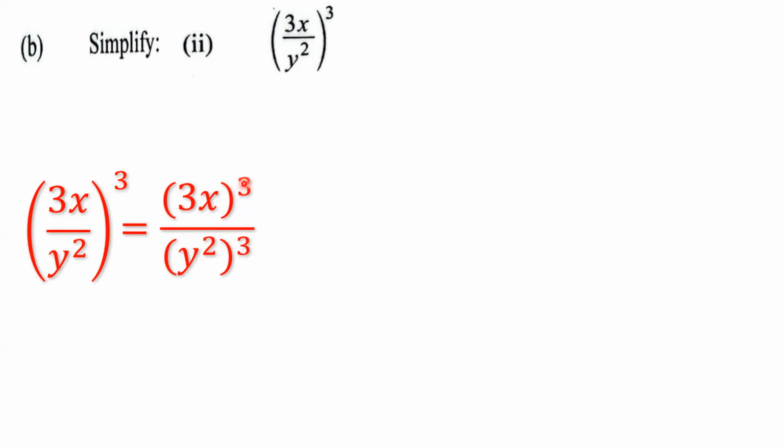Now we're going to take this 3 and put it on each term, each one of these terms. So 3 raised to the power of 3, x raised to the power of 3. Now here we have y squared. So we have a power on the inside and a power on the outside. When it's like that, you can multiply them, right? So it's going to be y raised to the power of 2 times 3.